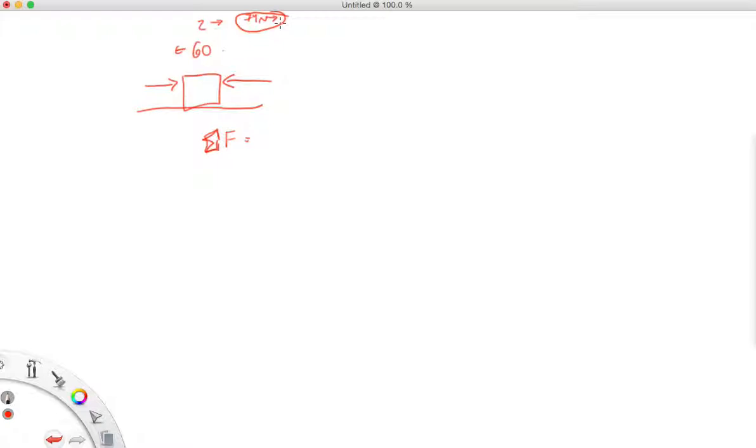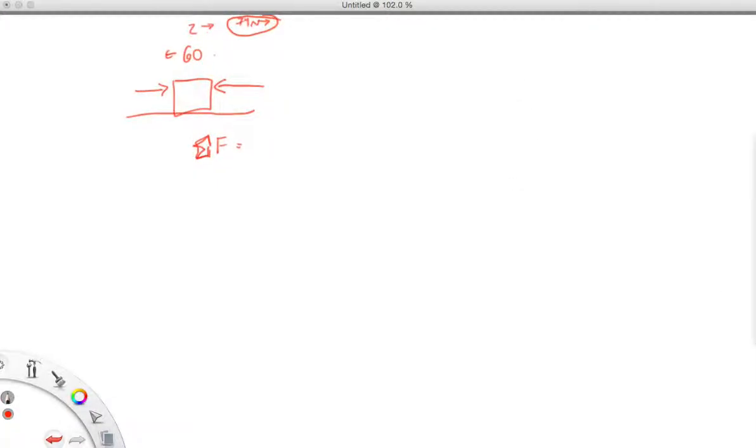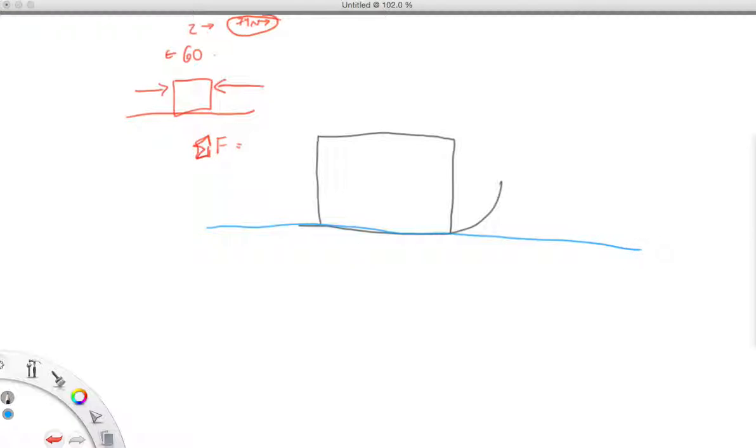So let's draw a sled, shall we? So here's a sled. And there's a box on the sled. And it's on ice. So let's draw ice. Sort of. There. That's pretty good. All right. Now we've got forces.